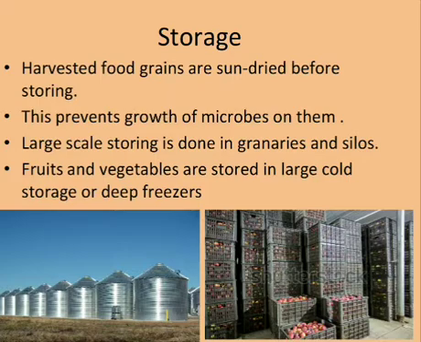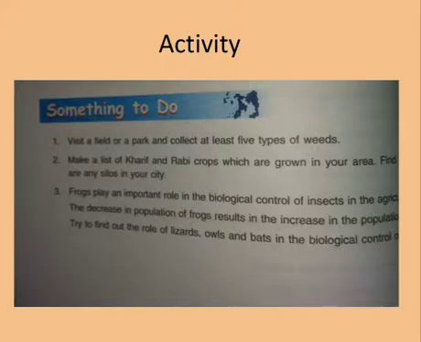Our next agricultural practice is storage. Harvested food grains are sun dried before storing. This prevents growth of microbes on them. Large scale storing is done in granaries and silos. Fruits and vegetables are stored in large cold storage or deep freezers. So, my dear friends, this is all about agriculture and agricultural practices.